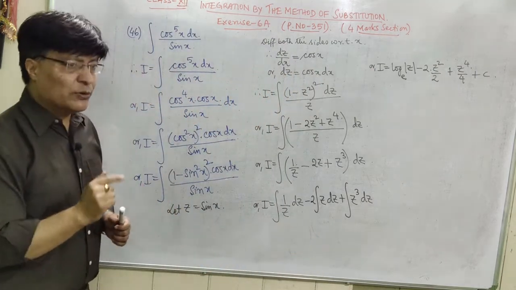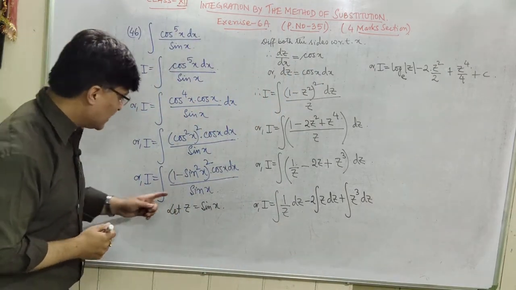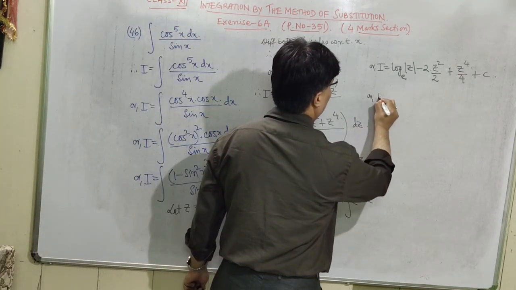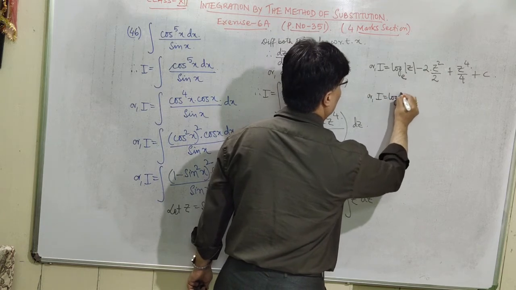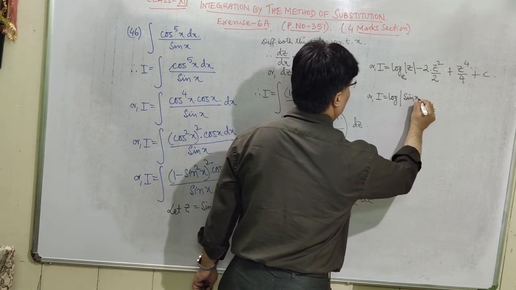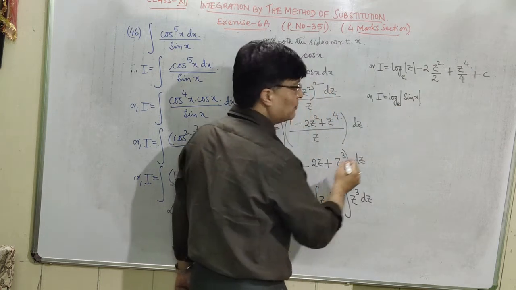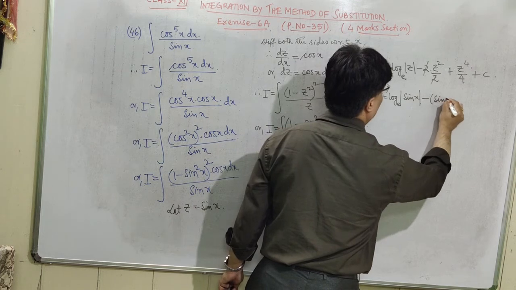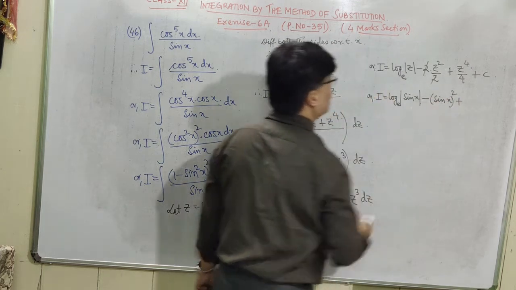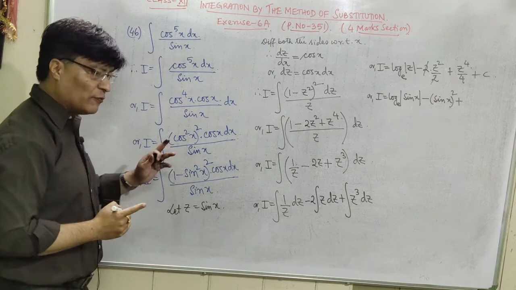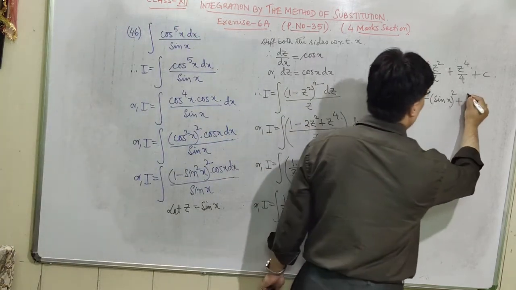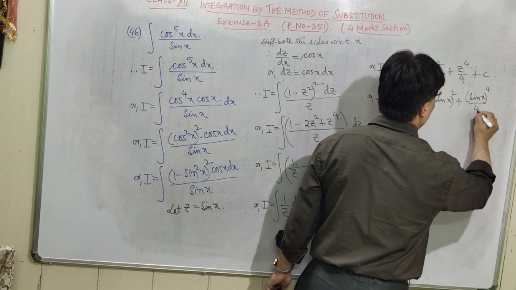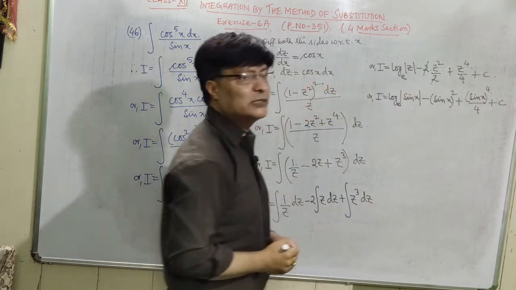Okay. So now you can put the value for z. What is the value for z? Actually, z is equal to sine x. So let us put the value here, or I is equal to log within mod, it is sine x, the base is e, minus here 2 gets cancelled. What is z? Whole square. That is sine x whole square plus, what is the last one? What is z to the power 4? It is sine x whole to the power 4. So it is sine x whole to the power 4 divided by 4 plus c.